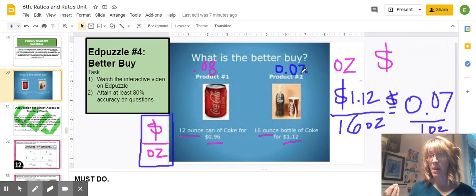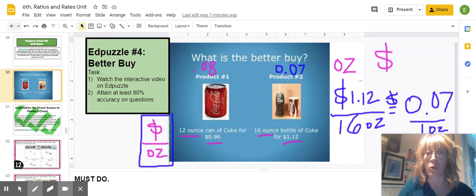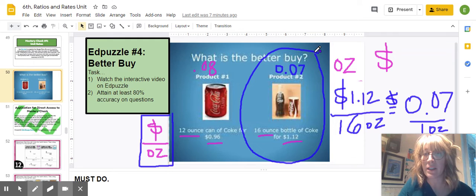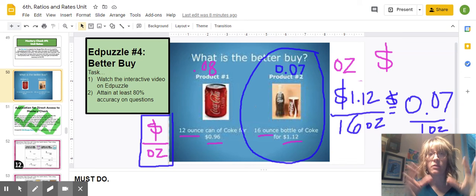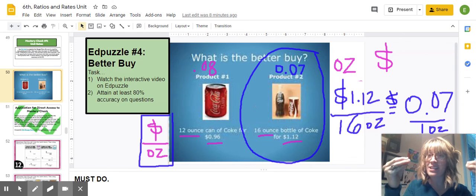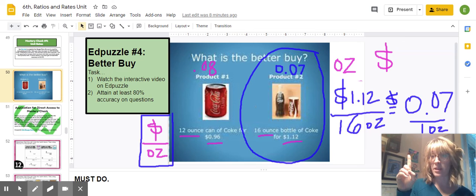So in thinking about money, I would rather spend less money on my Coca-Cola that I'm drinking. So in this case, buying Coca-Cola for $1.12 for a little bit bigger bottle, a 16-ounce bottle, is a better deal than buying it in a can. And we discovered that by using unit rates to help us. We found the unit rate for both, and then we're easily able to compare how much it costs for 1 ounce each.